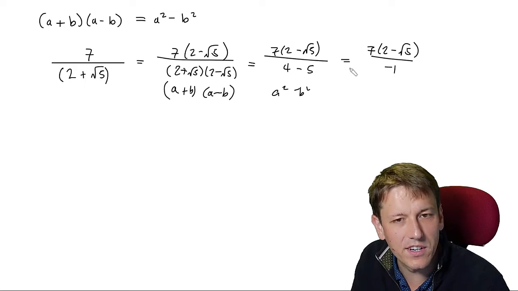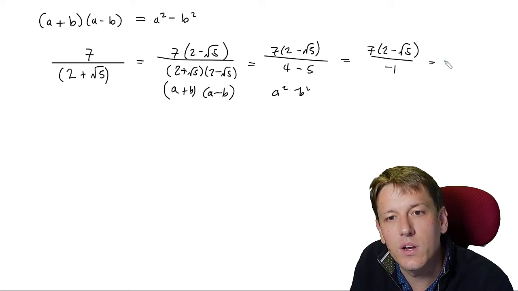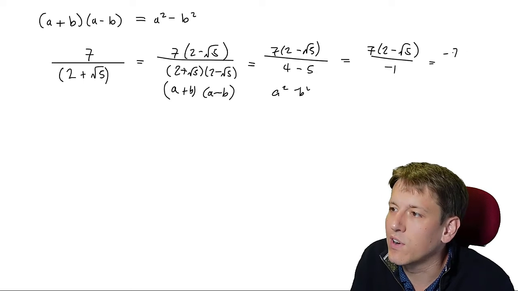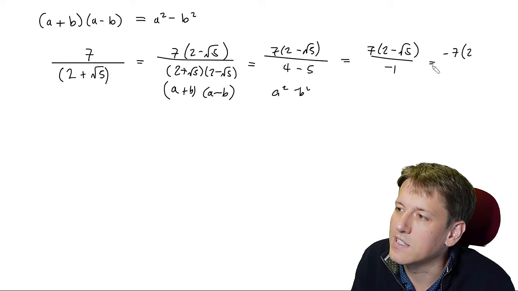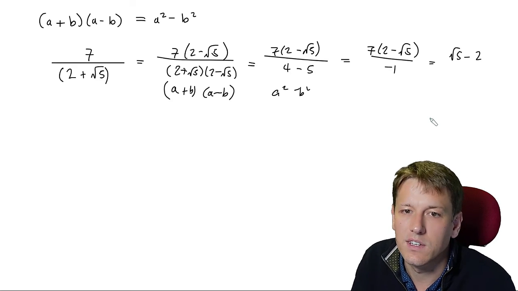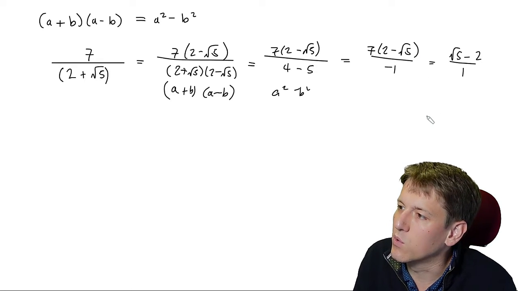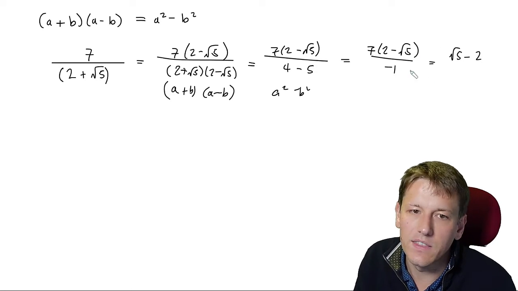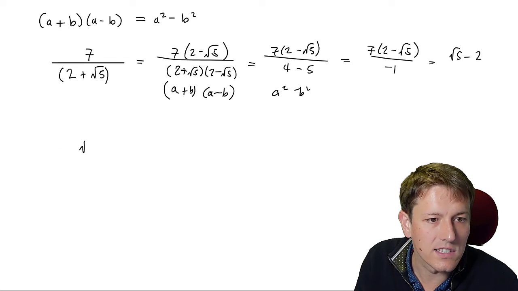And now for a simplified form, we should never leave a negative number in the denominator. So I can write this as, well, I could write minus 7 times 2 minus root 5, but it's neater here just to write that as root 5 minus 2 by multiplying this whole bracket by minus 1, and then it would be over 1, so I don't need to write that, and that's the answer there. Okay, so let's look at another one.